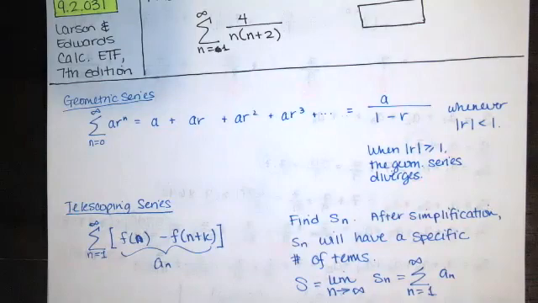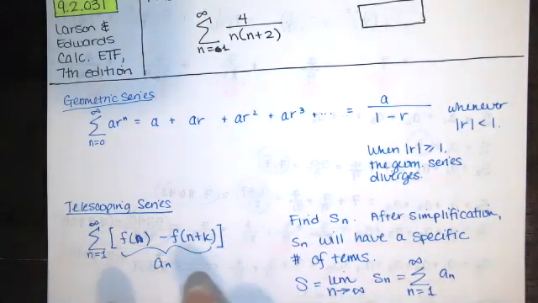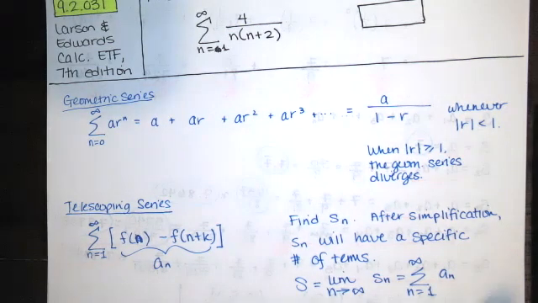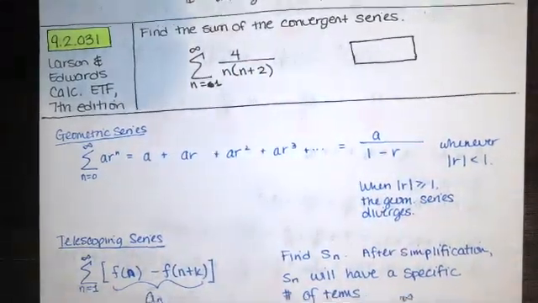We'll use partial fraction decomposition first to rewrite this in this form, and then we will use that expression to find a pattern for S sub n, and we'll take its limit as n goes to infinity to find the sum of the series. Okay, so that's the plan. Let's do the partial fraction decomposition for this. We'll keep going.